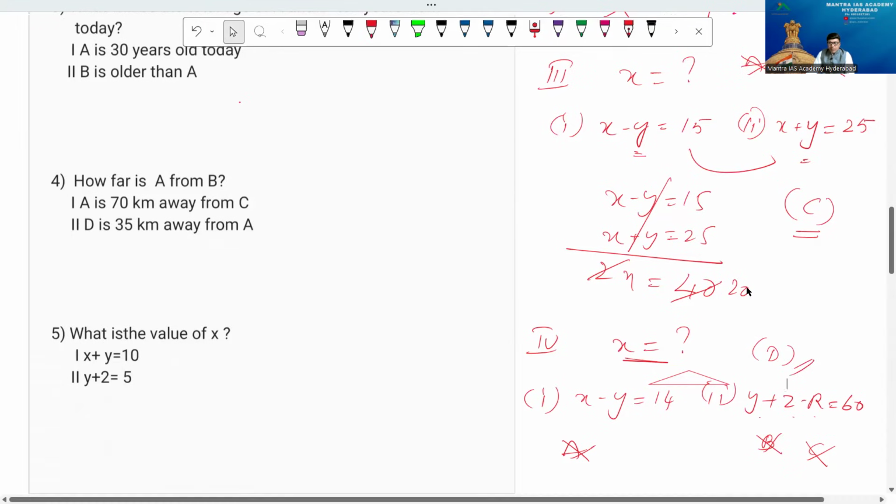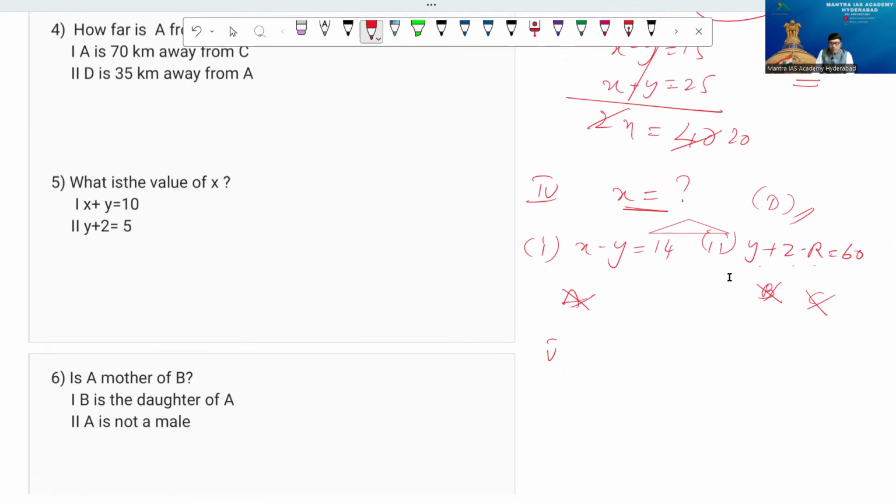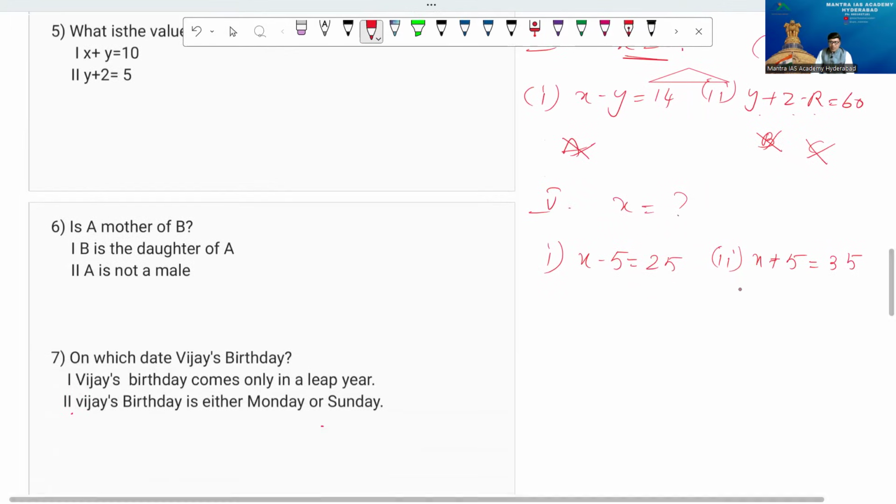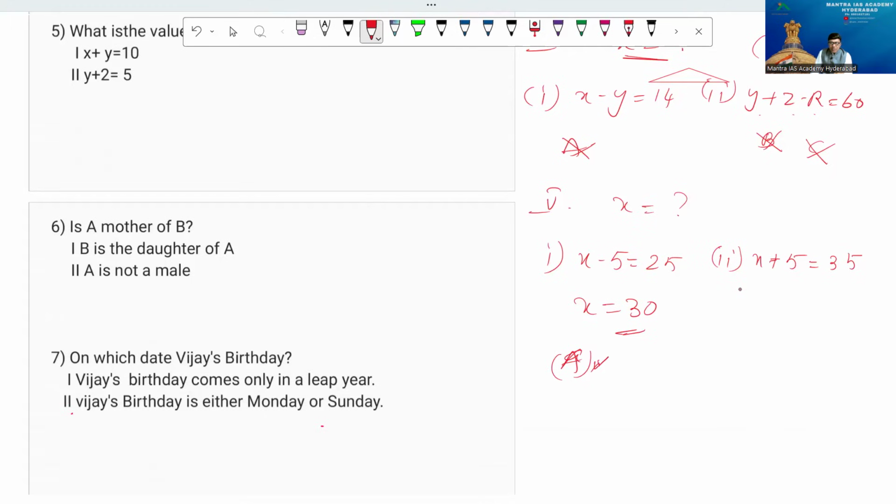Now the final model of the data sufficiency questions, that's problem number 5. Observe here. The first statement is x minus 5 is equal to 25. The second statement is x plus 5 is equal to, imagine, 35. Now the story is the same, the style is the same. First of all, we have to check the first statement. x minus 5 is equal to 25 implies x is equal to 25 plus 5, 30. I got the answer by using the first statement. So our answer A is confirmed. I'll check the second also. That means my answer is A or E.